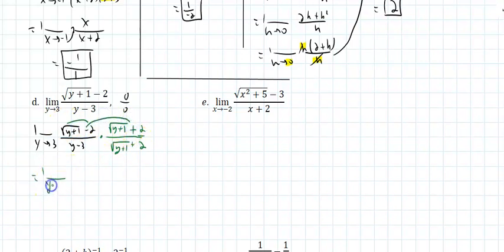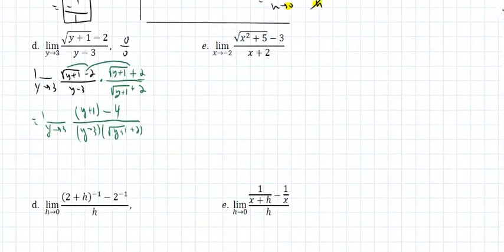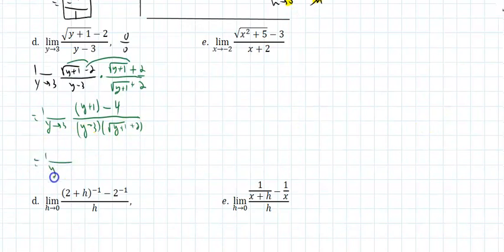And we know if you multiply conjugates, you get the first squared. If you square the square root of y plus 1, you get y plus 1, minus, if you square that 2, you get a 4. The denominator, you leave as you see it, a bit messy, but it's okay. And if you simplify the top, you'll notice that's y minus 3 over y minus 3 times the square root of y plus 1 plus 2. And you notice that those cancel out.